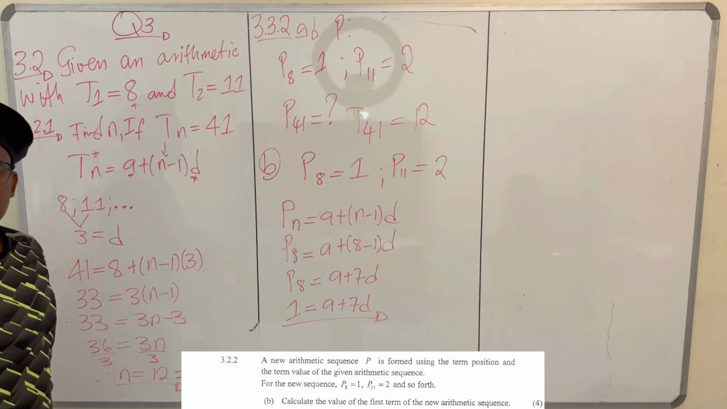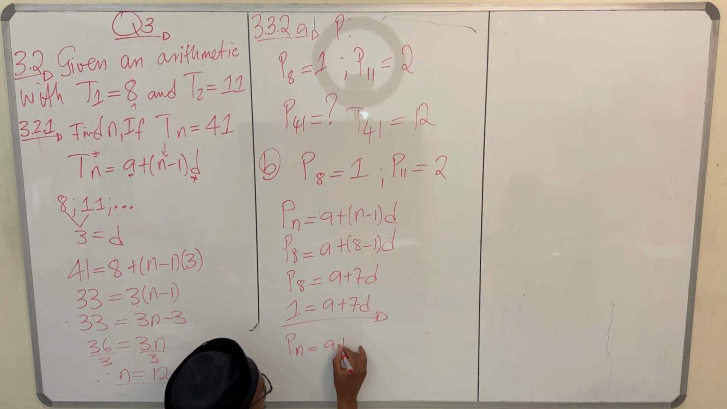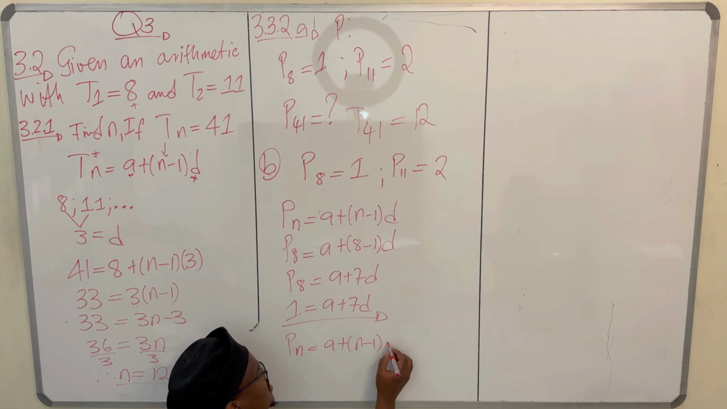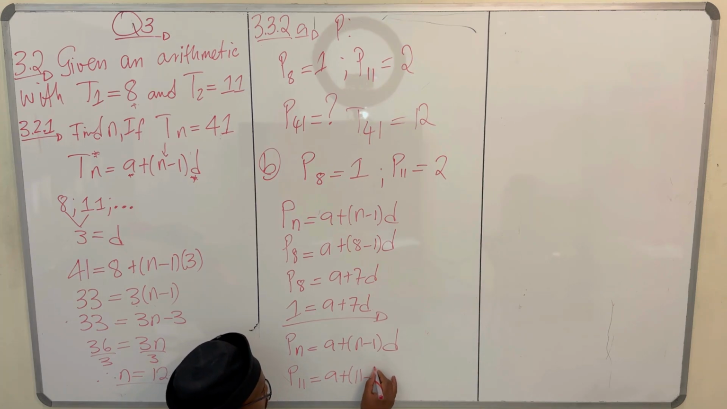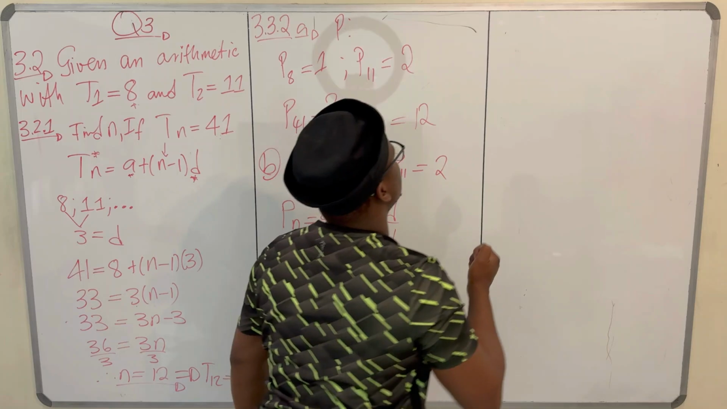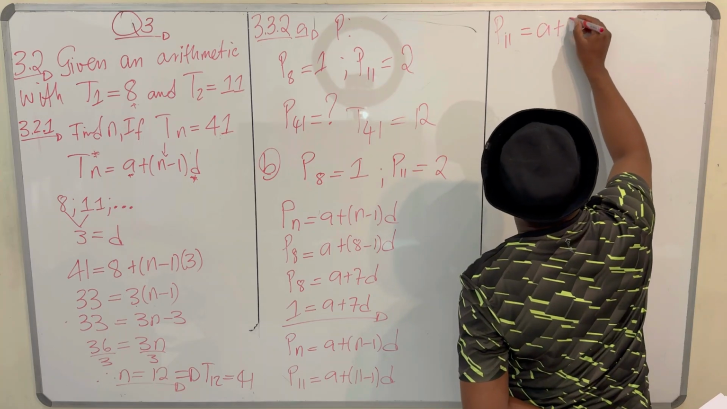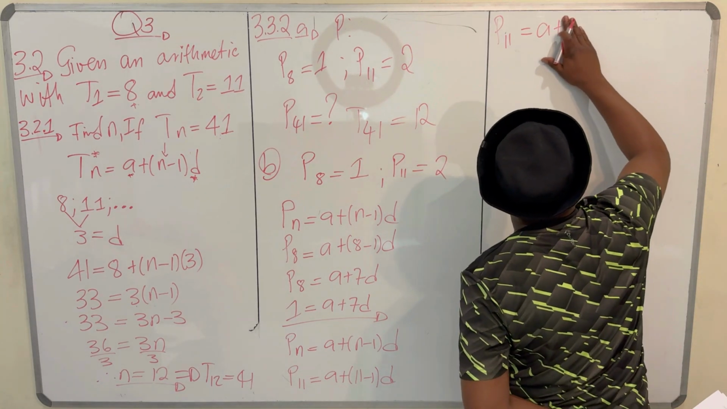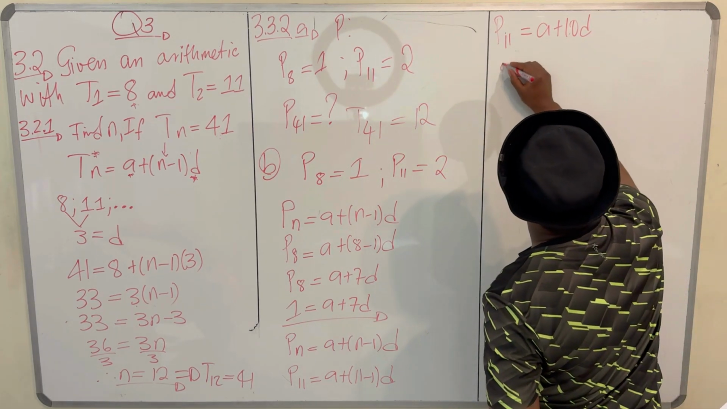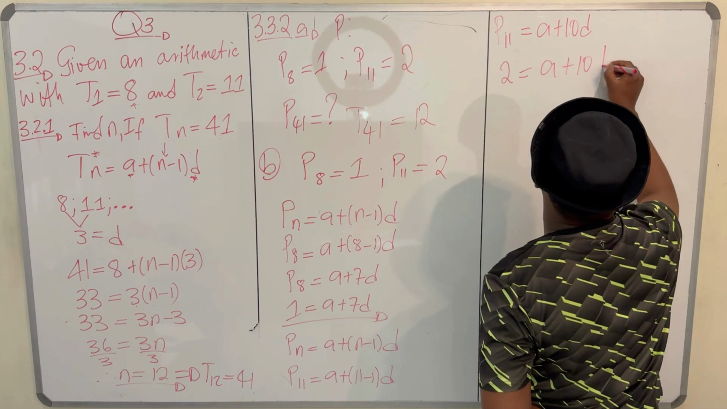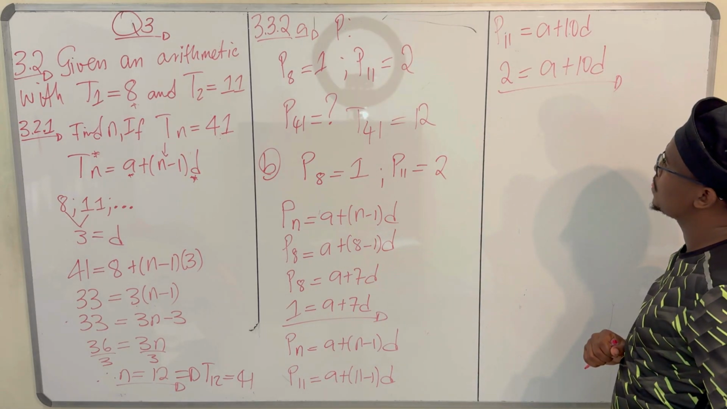You can find the second equation doing the exact same thing, but now for P11. We said that Pn is equal to A plus n minus 1 times D, because this is the general term of an arithmetic sequence. So P11 is equal to A plus 11 minus 1 times D. If you simplify, P11 is equal to A plus 11 minus 1, that's 10D. P11 is equal to 2, so 2 is equal to A plus 10D. So you have two equations, and you can solve both of them simultaneously.